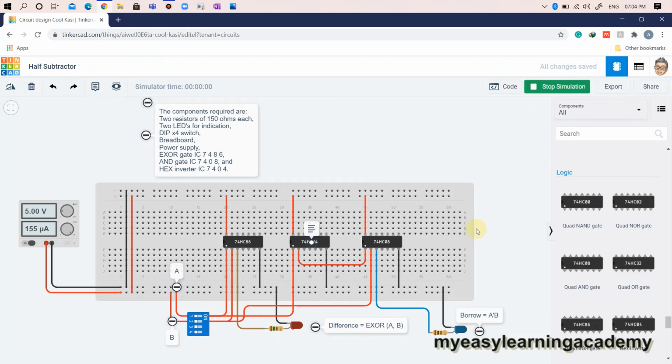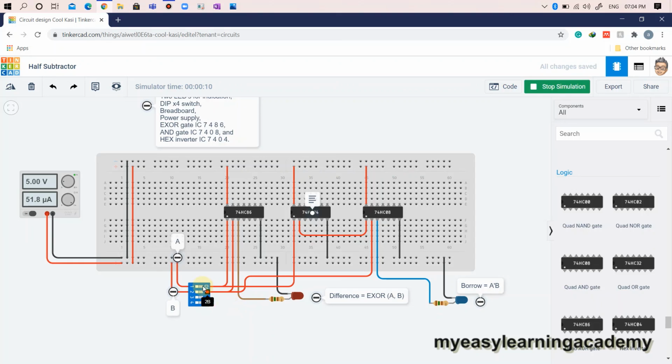Now that our circuit is implemented, let us now simulate the circuit. For inputs A and B equals 0, the outputs difference and borrow will be 0. For input A equals 1 and B equals 0, the output difference will be 1, and the output borrow will be 0.